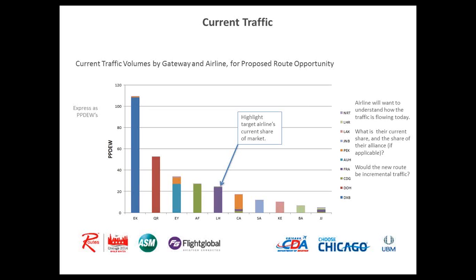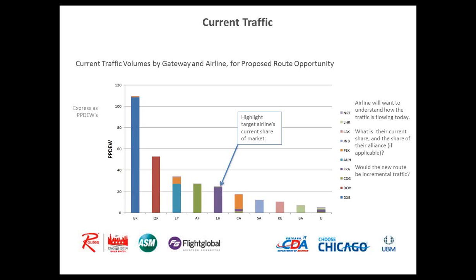The next thing you want to show is how they're going to generate a lot of incremental traffic versus cannibalizing existing routes that they're already serving.